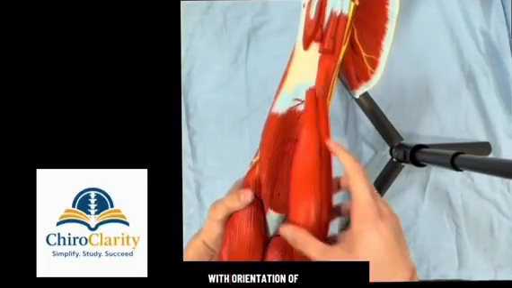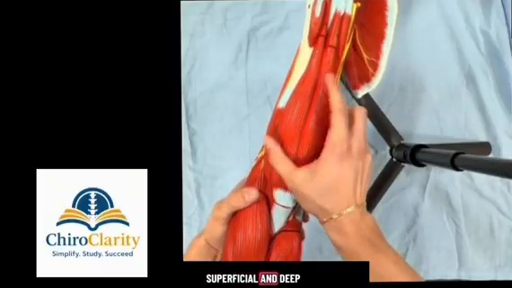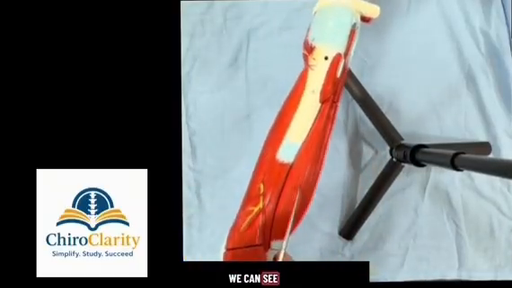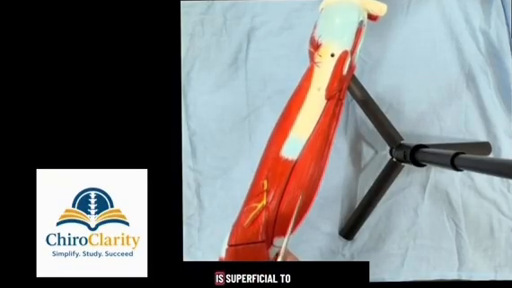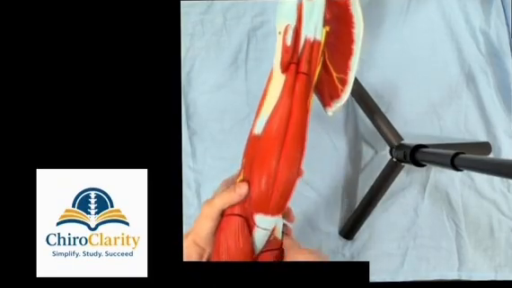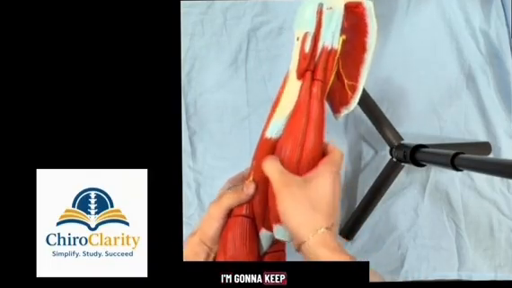And to help with orientation of superficial and deep, if we look at the lateral aspect of the arm, we can see how the biceps brachii muscle is superficial to the brachialis muscle. We're going to keep this removed.